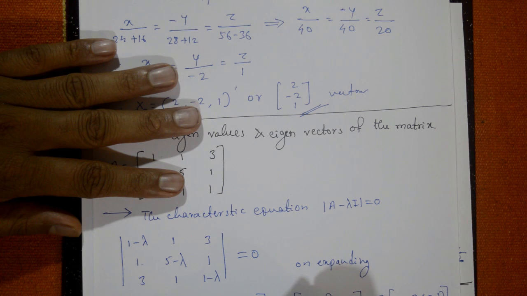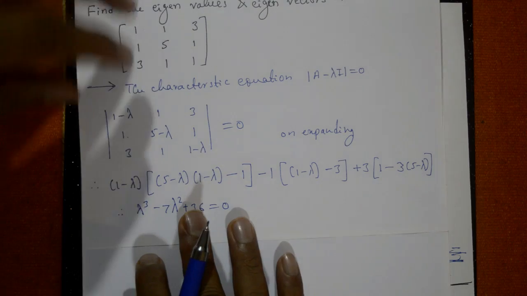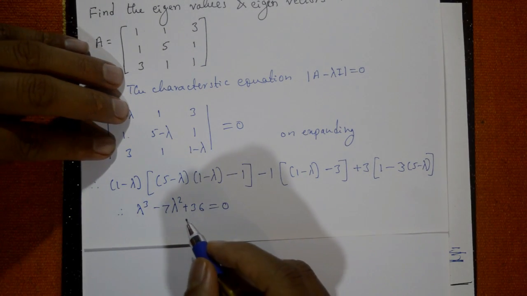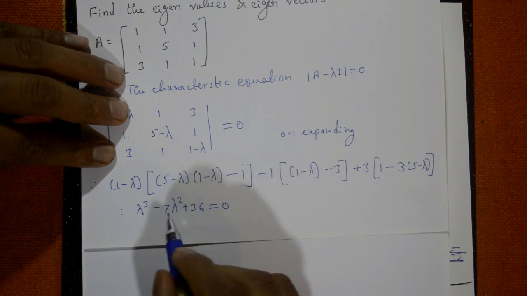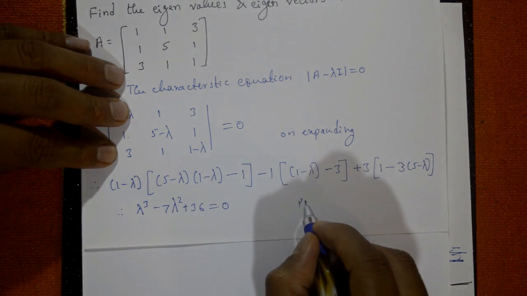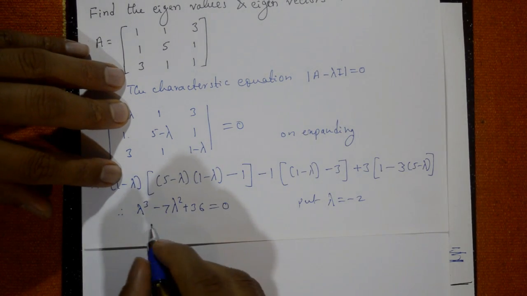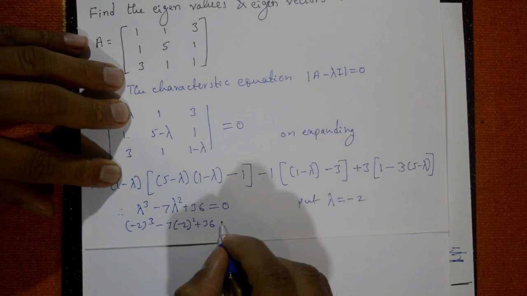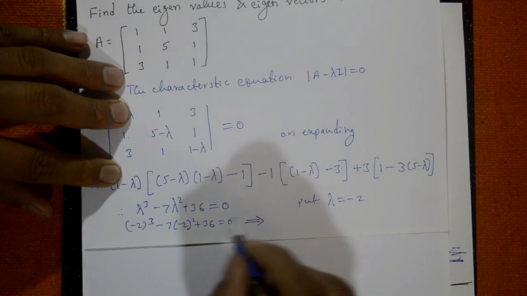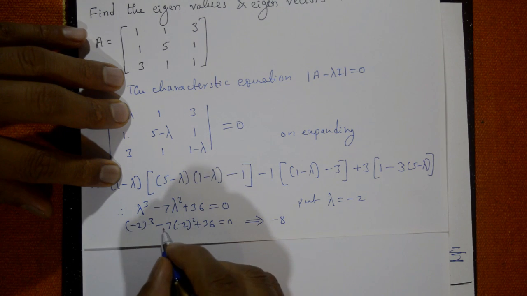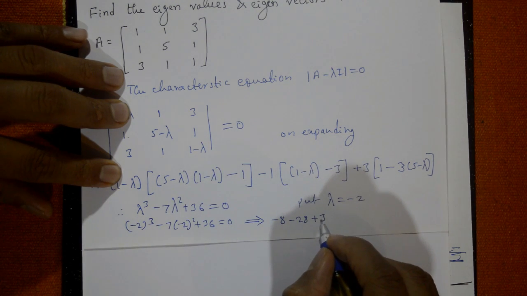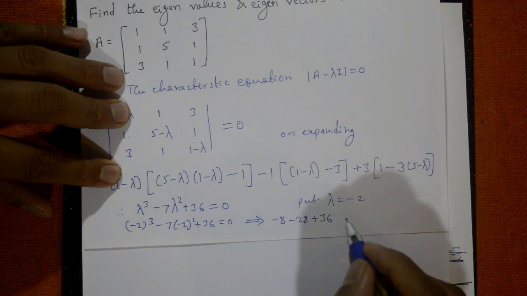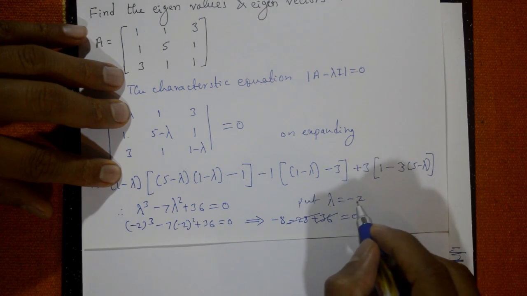To find the lambda values, it is not possible to factorize this or take any common factor. So now put lambda equal to plus or minus 1, plus or minus 2, plus or minus 3. Better to put lambda equal to minus 2: (minus 2) cube minus 7 into (minus 2) square plus 36, which is minus 8 minus 28 plus 36. The minus 36 and plus 36 cancel to 0. This is correct.